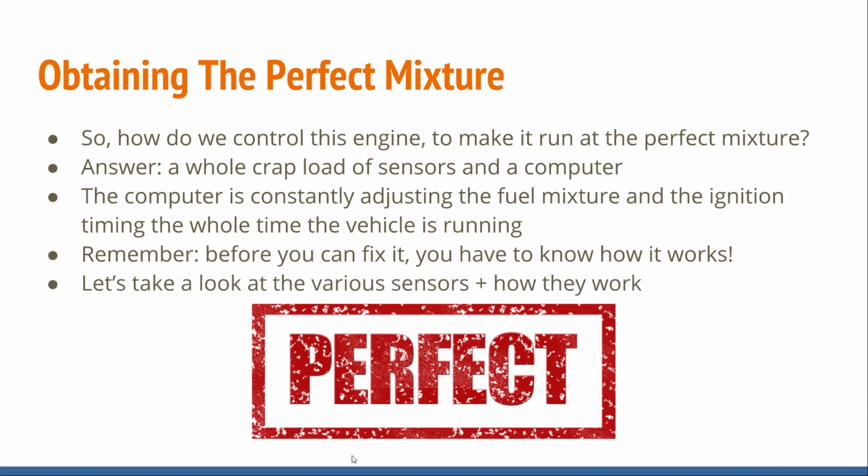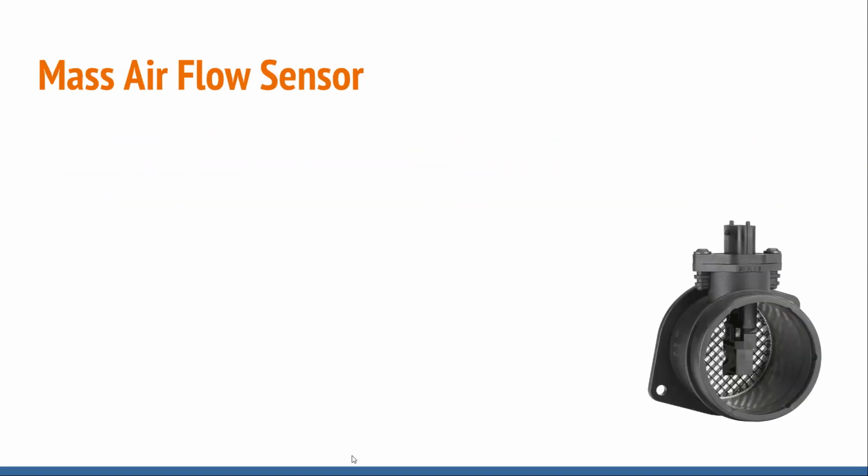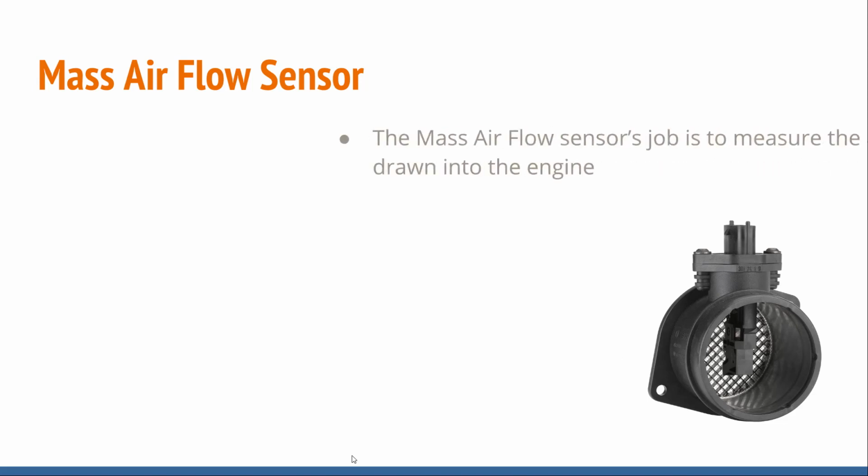Okay, so let's take a look at these different sensors, what they do and how they work. Let's back up just a minute and talk about what we learned in Module 8. Before we get overwhelmed with these sensors, let's put it in perspective. All these sensors do is create a voltage in, voltage out reading. They do their job and they spit out a voltage back to the PCM.